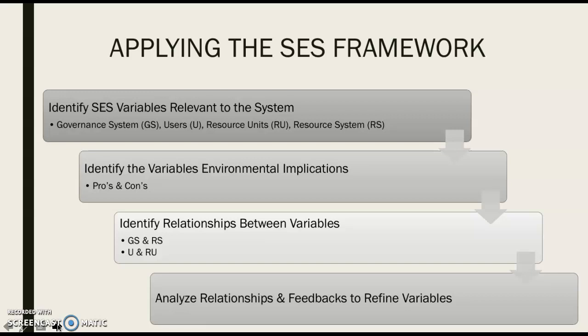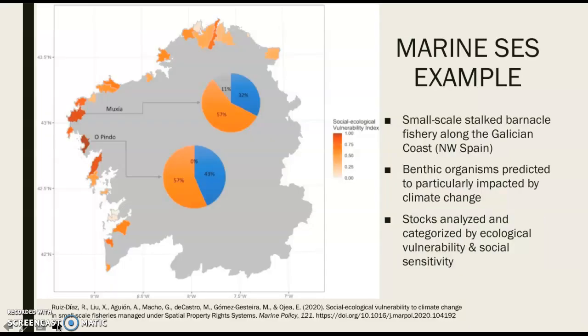Next, you're going to identify the relationships between the variables. So you can look at the consumers and the types of stockings, or the fishery and the types of stocking, and etc., just identifying relationships between these variables and how they may be affected by changes. Then you're going to analyze those relationships and the feedback, take the data from that analysis, and use it to refine the variables to make them more sustainable.